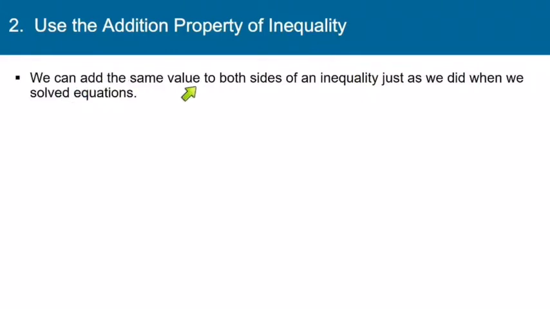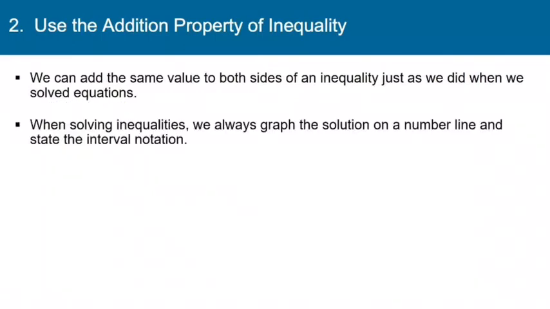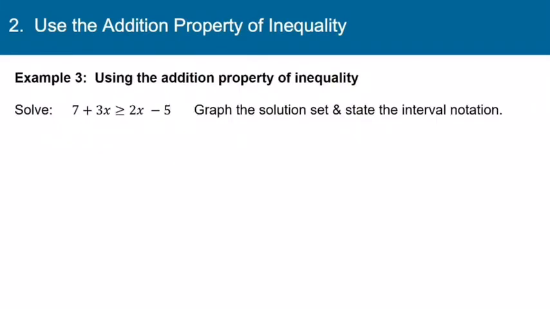We can add the same value to both sides of an inequality just the way we did when we solved equations. But keep in mind that when we solve an inequality, we always graph the solution on a number line and we state the interval notation. So the addition property of inequality works exactly the same way as the addition property of equality did. Let's look at this example together.